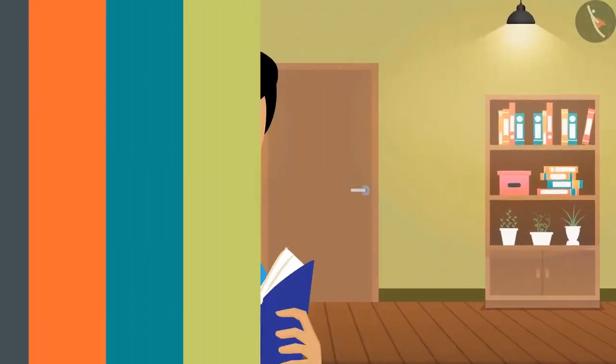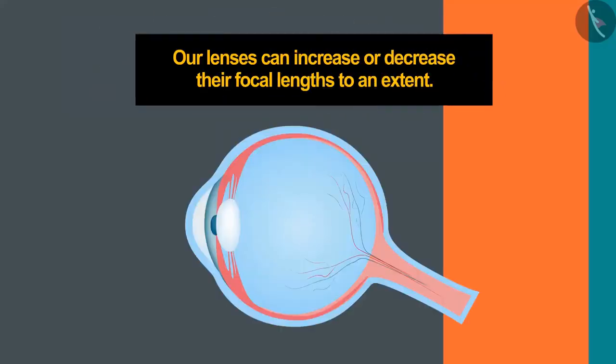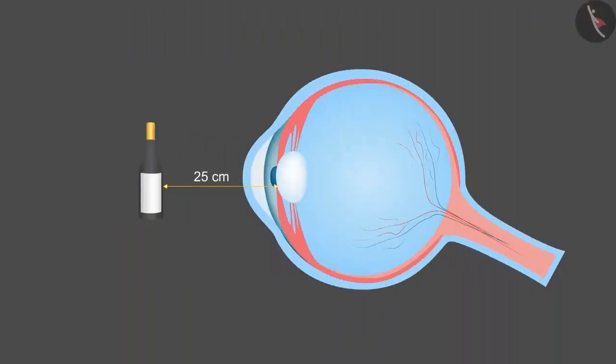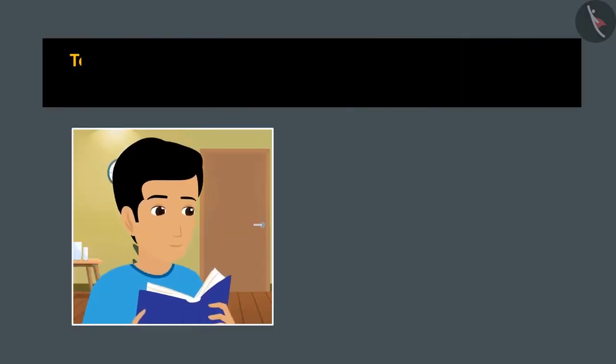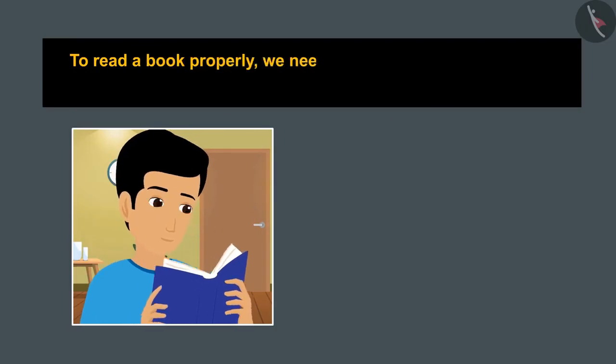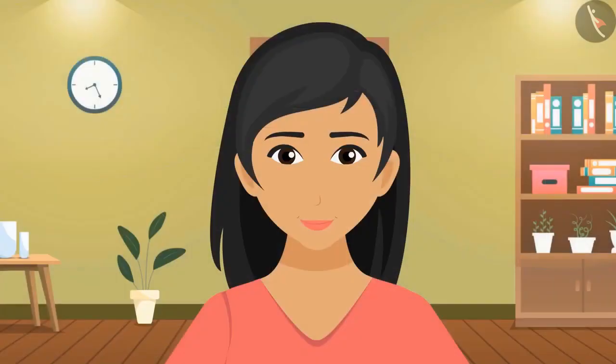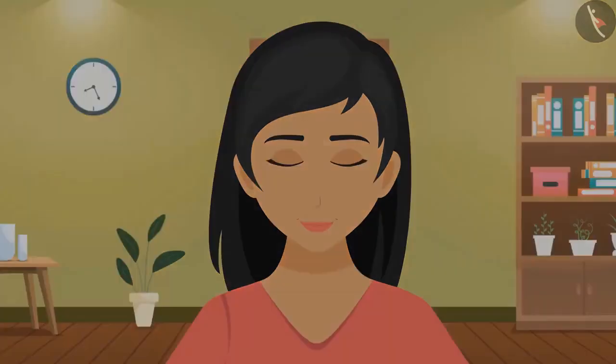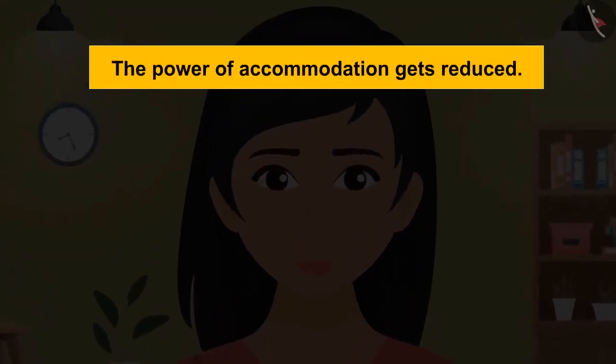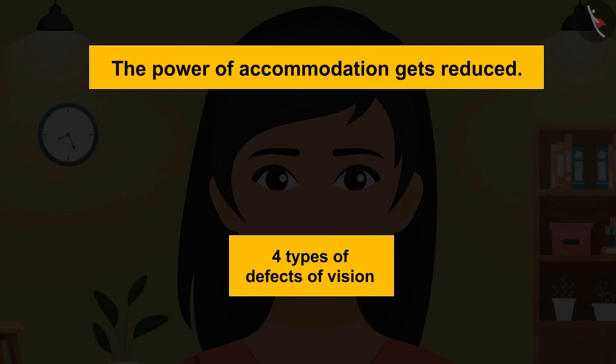You must have noticed that you can't read while keeping a book very close to your eyes. Why is it so? Because our lenses can increase or decrease their focal length only to an extent. For a normal eye, this distance is 25 cm, which is called the near point. To read a book properly, we need to put it at least 25 cm away. Similarly, the far point is at infinity. One reason for the eyes to become weak is that the power of accommodation gets reduced. There are broadly 4 types of defects of vision.